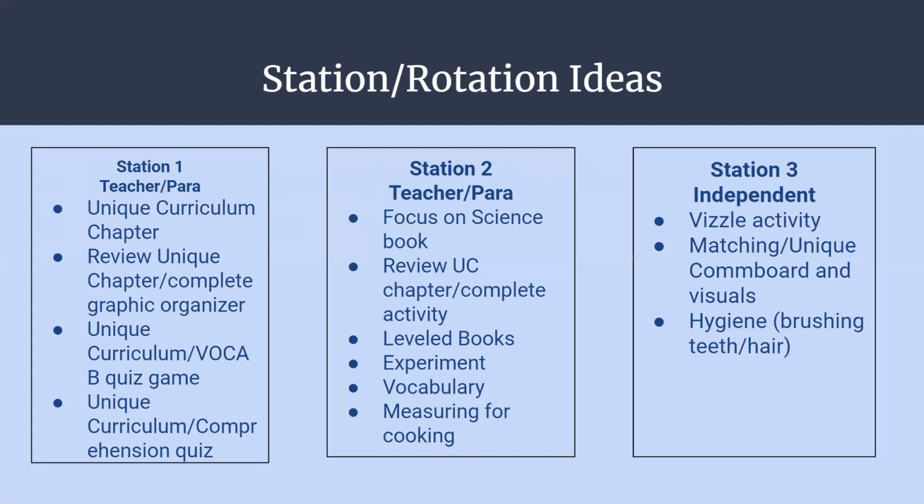If you have an independent station, some good ideas for that are visual activities that you've got lined up for those students, matching communication board visuals. If you want your students to be independent, you may have to do it at a level lower than they're used to working at, where maybe it's picture to picture, so they won't need any help and they can build that independence. Something like hygiene, brushing their teeth or hair, all those are great station rotation activities that they can do more independently.